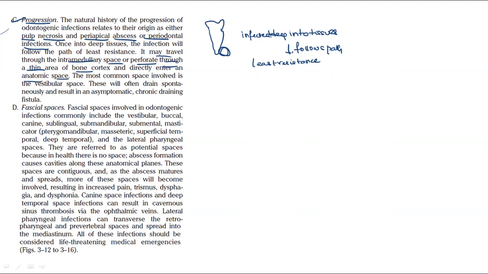The most common space involved is the vestibular space. These often drain spontaneously and result in an asymptomatic chronic draining fistula. And the most common space involved, where it's least resistance, is the vestibular space. Okay, and this will often drain spontaneously and result in an asymptomatic chronic draining fistula.